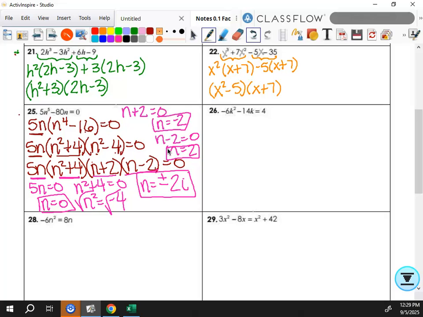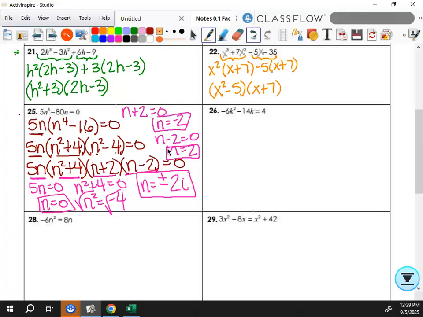What questions do we have? Anything? Okay, that's your zero product property. That's what you're using when you solve. All right, what do you think the first thing we need to do in 26 is? Set it equal to 0, absolutely.